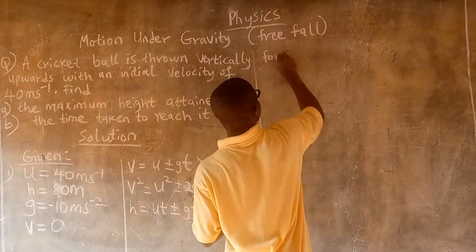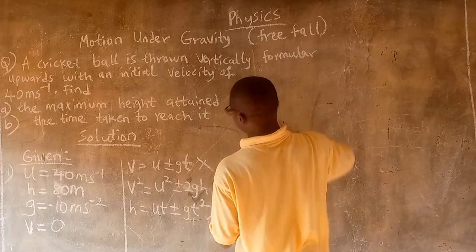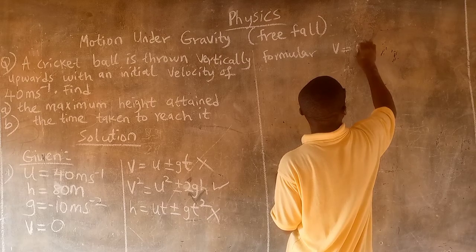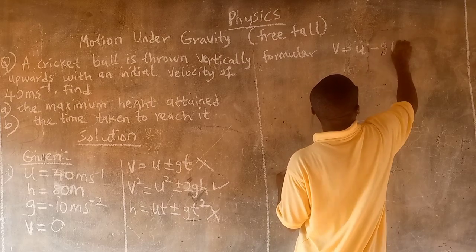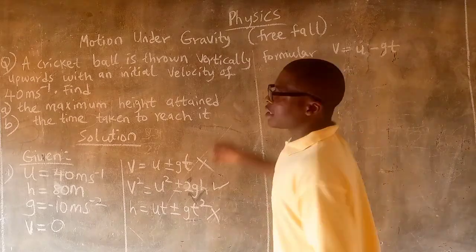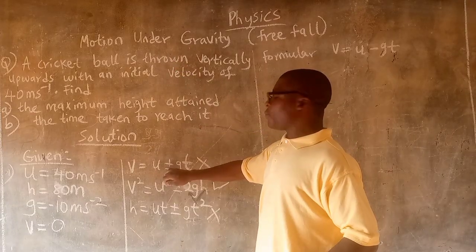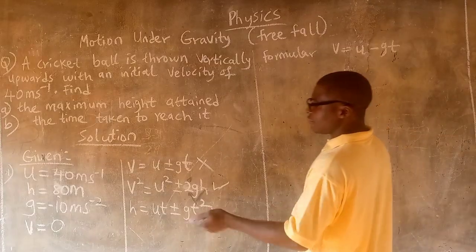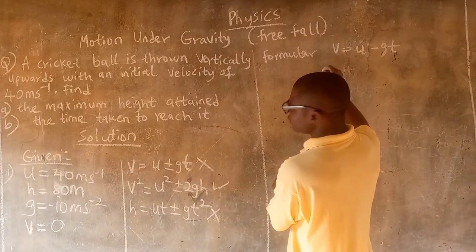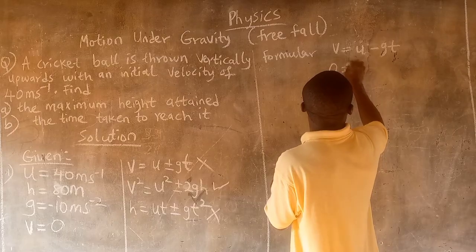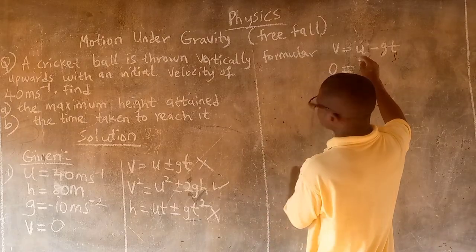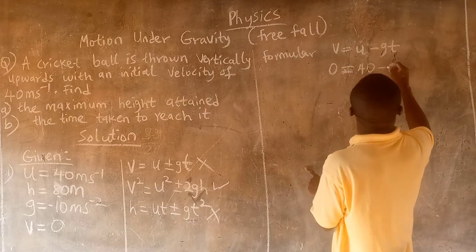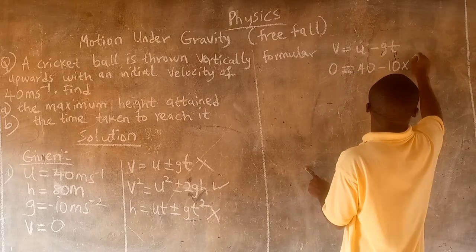Therefore, the formula is V equals U minus GT. Remember, the motion is an upward motion. So, for upward motion, use negative sign. For downward motion, use positive sign. Therefore, substitute values, V is 0. Put equality sign. U is 40. Minus value of G, which is 10, then times T.